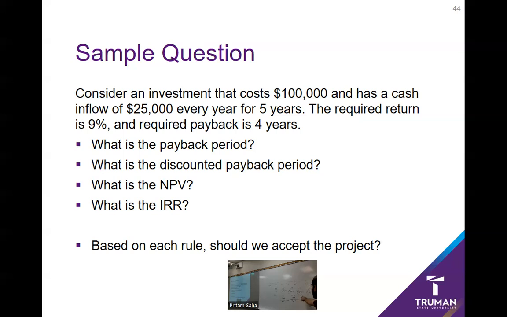What is the value here? 17.7. 17.7 plus 62.2 is 80.9. So what is the value after 5? We discount 25 by 1.09 to the fifth, giving 16.2.